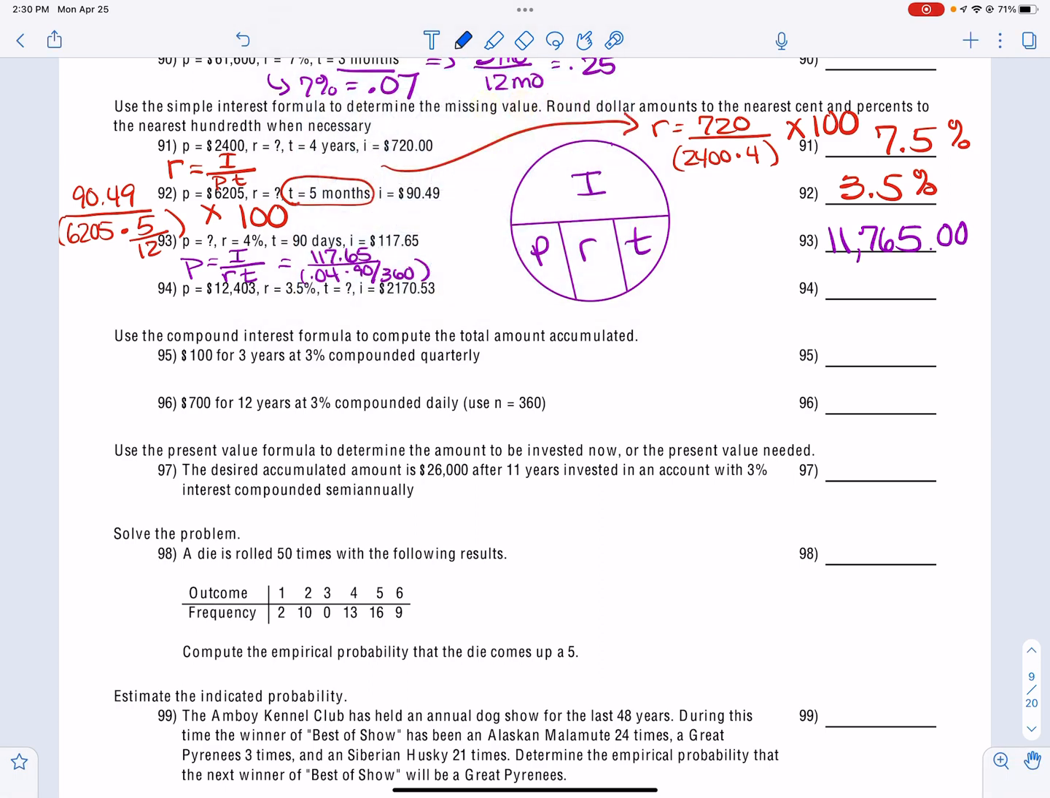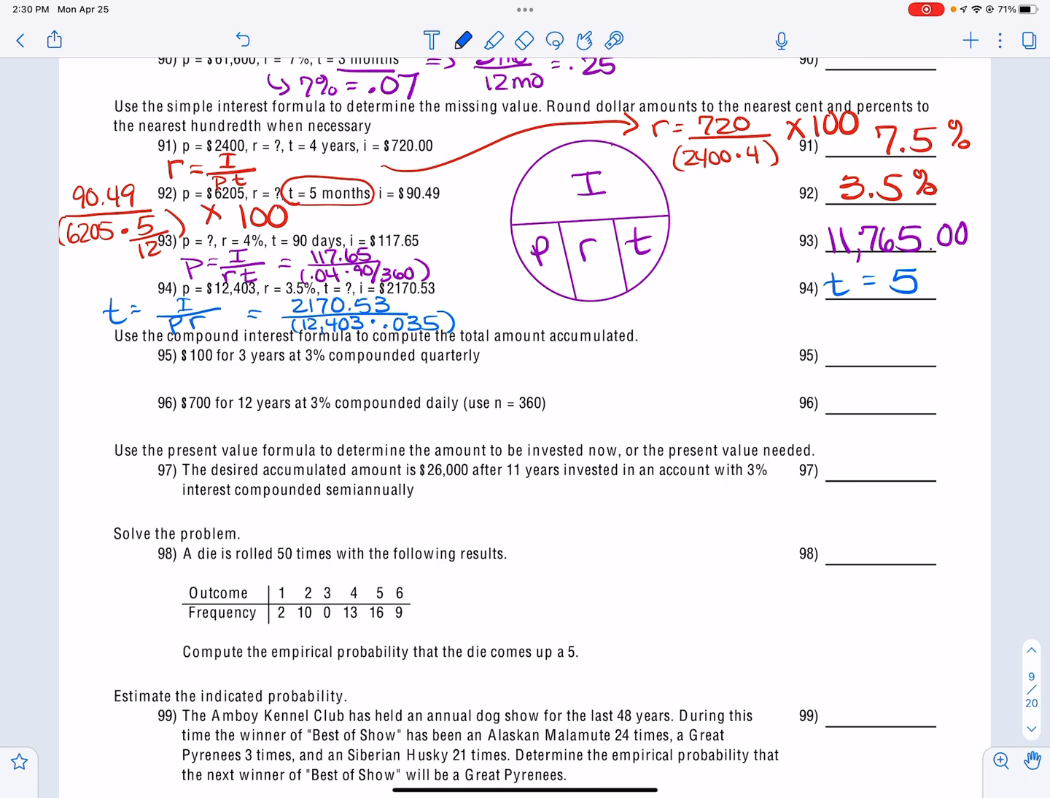And then the last one is time. And so with time, my formula is going to be my interest divided by my principal times my rate. So $2,170.53 divided by 12,403 times 0.035. And this is going to be in years. So you will get time as 5 years. And if it doesn't come out to be a nice number, then just round it to the next year, okay?